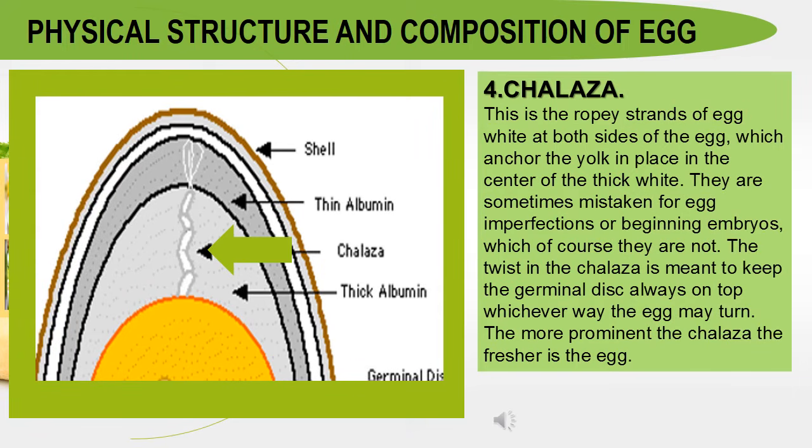Next is the chalaza. These are the rope-like strands of egg white at both sides of the egg, which anchor the yolk in place in the center of the thick white. They are sometimes mistaken for egg imperfections or beginning embryos, which of course they are not. The twist in the chalaza is meant to keep the germinal disc always on top, whichever way the egg may turn. The more prominent the chalaza, the fresher the egg.